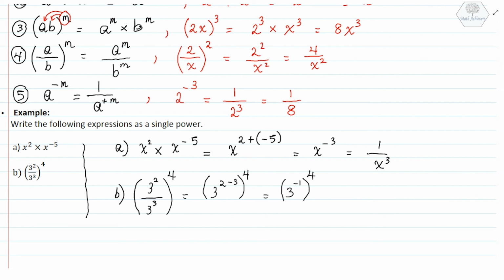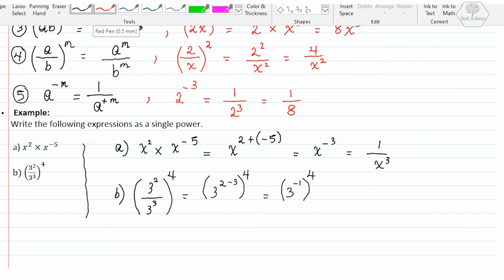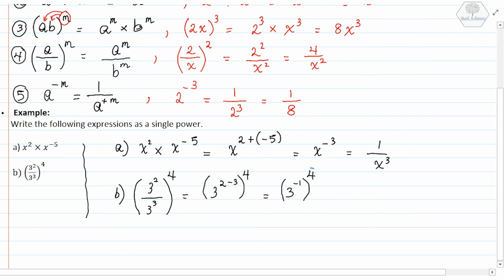Now, since I'm having these powers, -1 to the power of 4, I multiply these powers by each other. So this becomes 3 to the power of -1 times 4, which is equal to 3 to the power of -4. We can continue. I can set this equal to 1 over 3 to the power of 4, since the power is negative.